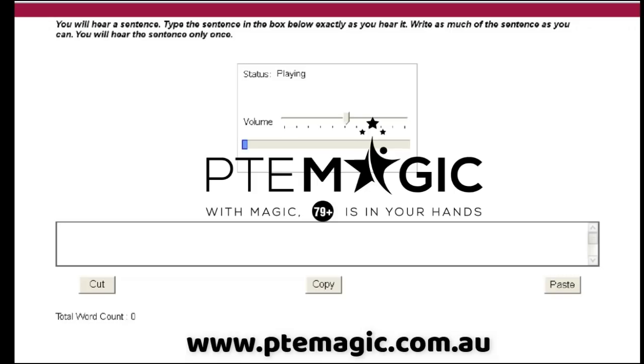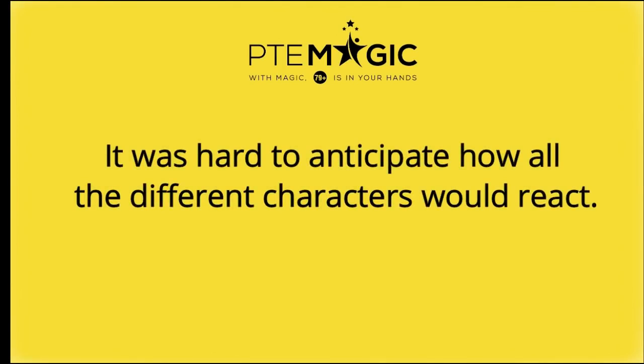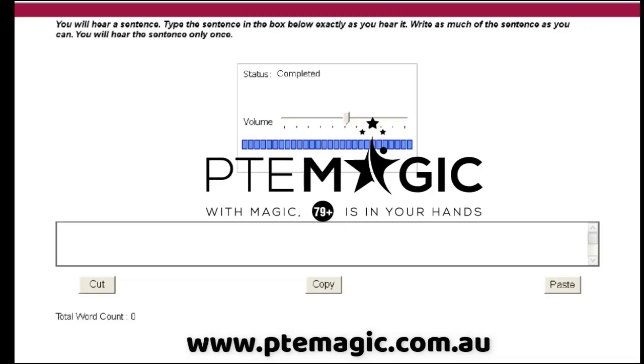It was hard to anticipate how all the different characters would react.